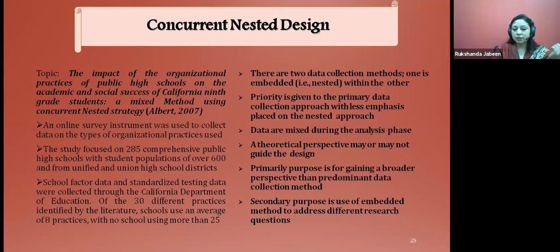Then school practice data and standardized testing data were collected through the practices that they were following. Now, what are the practices that are documented in their policy books? Those were analyzed for qualitative findings or thematic analysis. Data are mixed during the analysis phase.